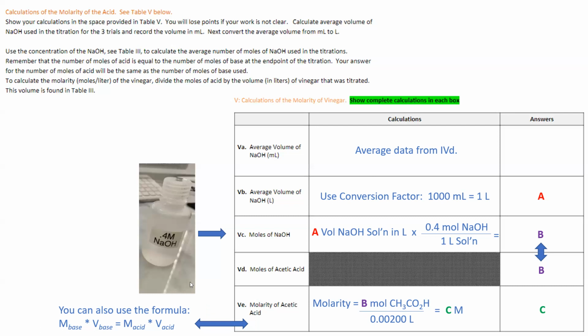We can also additionally use the formula M1 V1 equals M2 V2. This also works when you're using the molarity and the volume of the base, so that's the sodium hydroxide solution, and the acid, because the moles are 1 to 1. So we can solve for the molarity of the acid in this equation as well, because we know the molarity of the basic solution, that's 0.4 molar. We know the volume of sodium hydroxide that we used, right? That's where we got here, A. And we know the volume of the acid solution that we measured out initially. That was the 2 milliliters exactly. And so we can use that to calculate the molarity of the acid. So that's another way to get C here.